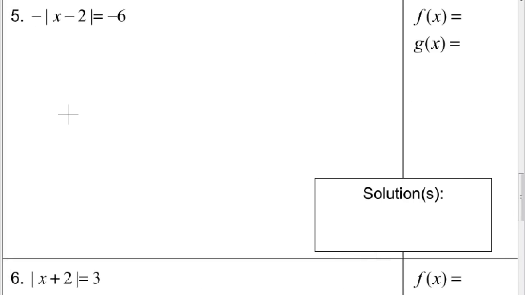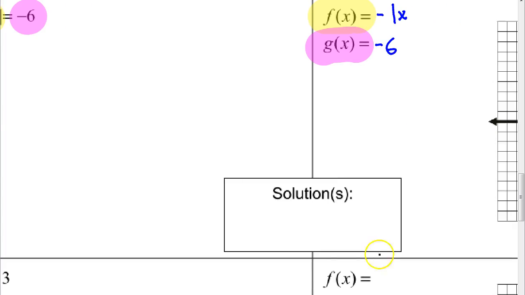So this time we can do the graphing first. Just remember that the left side of the equal sign is the first function, and the right-hand side is the second function. So the right-hand side, or the second function, is always just a number. The left-hand side is the absolute value of x minus 2.